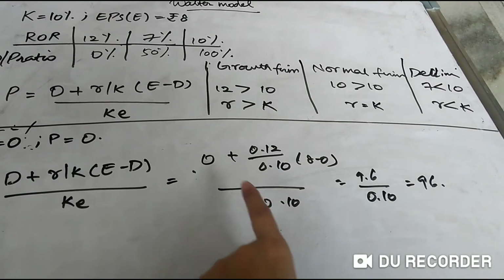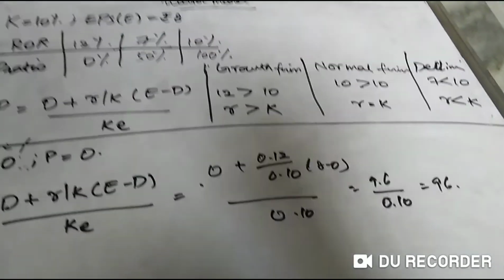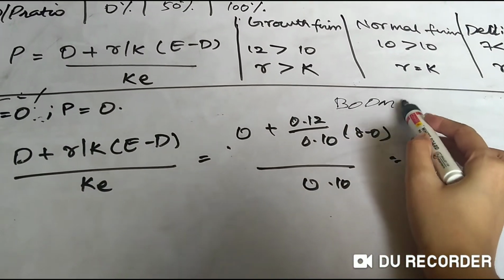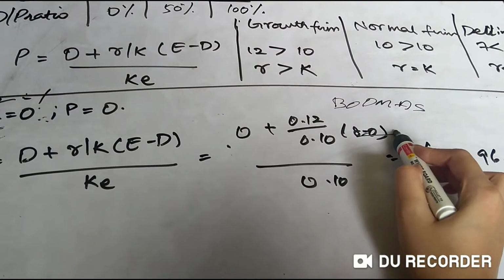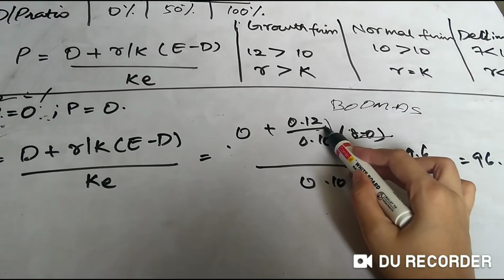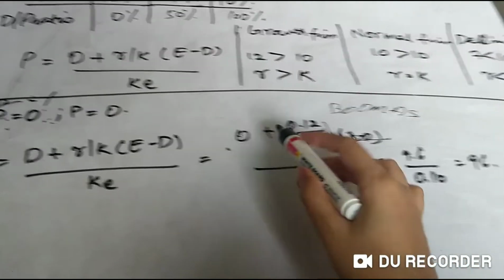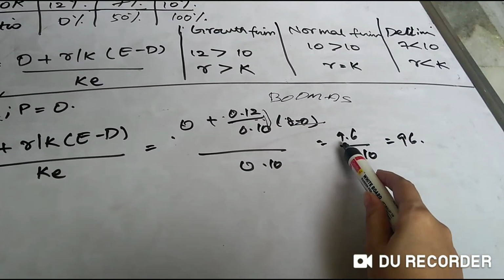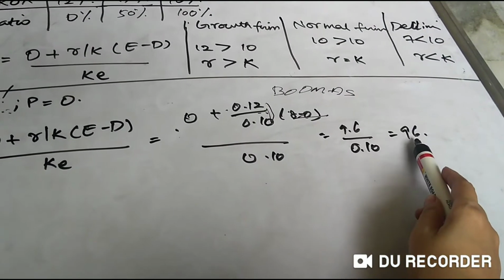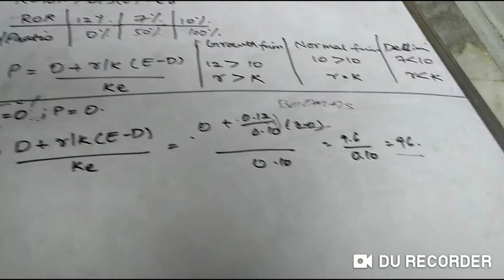If you calculate this, let me tell you how, so don't make a mistake. Here it is known as Bodmas rule. First you will subtract, divide, multiply, and then add. Only then you will get the correct answer. So here it is 9.6 divided by 0.10. Your answer will be 96.